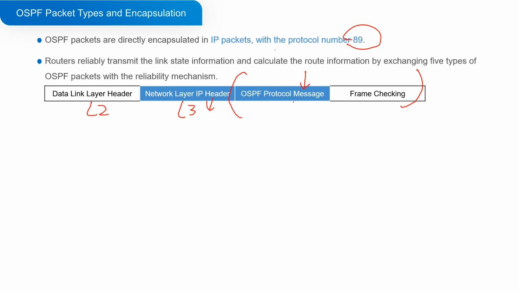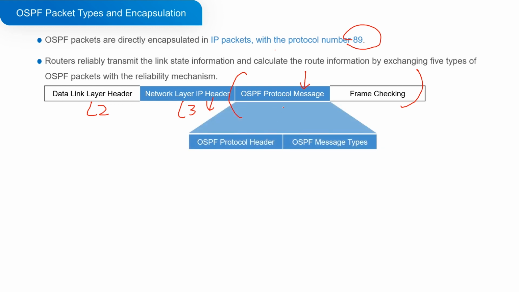Here for the OSPF protocol message, we have two parts. One is the OSPF protocol header, and the second is the OSPF message types. And for OSPF, actually, we have 5 types of packets. First is the Hello, and second is the DBD, and the next is the LSR, and the next is the LSU. The last is the LSAck. We have 5 types of OSPF packets.